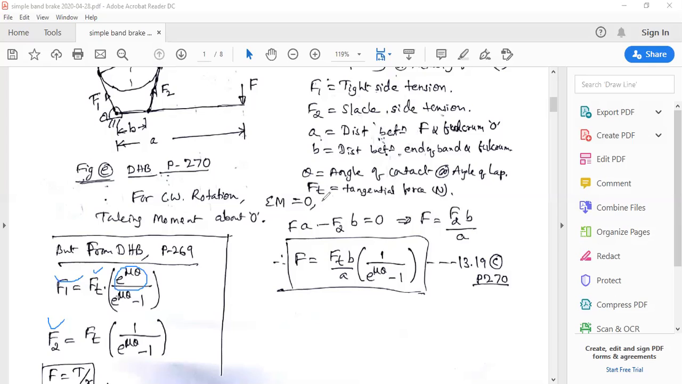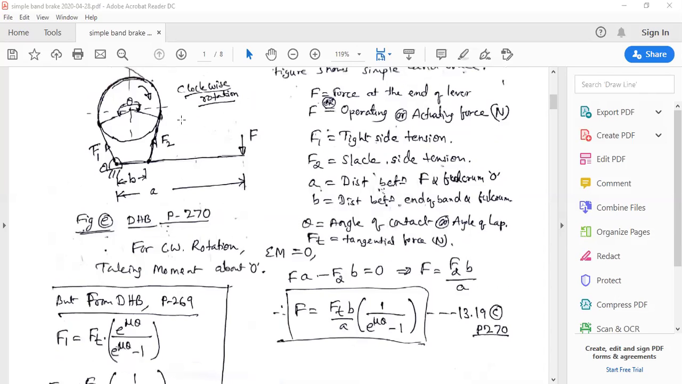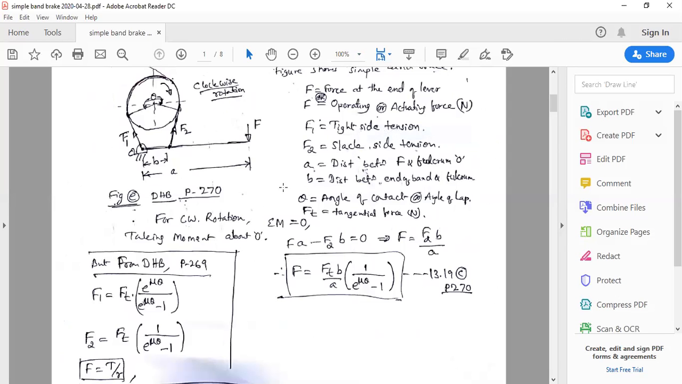Here, suppose the drum is rotating in the clockwise direction and we want the expression for the actuating force F. Similar to the previous concept, we take moment about the fulcrum point, so that the moment given by F1 is 0. F gives the moment in this direction, so that is F into A, minus F2 into B, because F2 gives the moment in the opposite direction. So F equals F2 into B divided by A. If you know the value of F2, you directly get the answer for F.